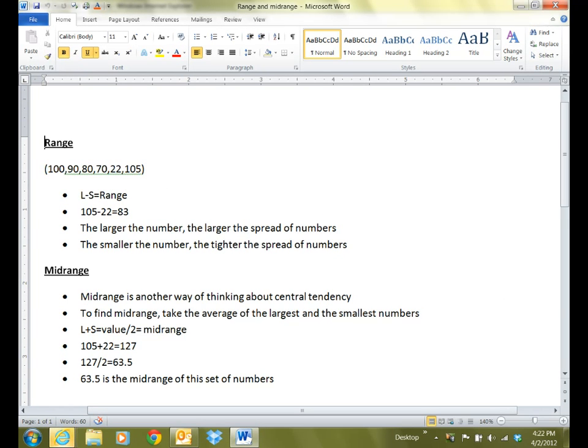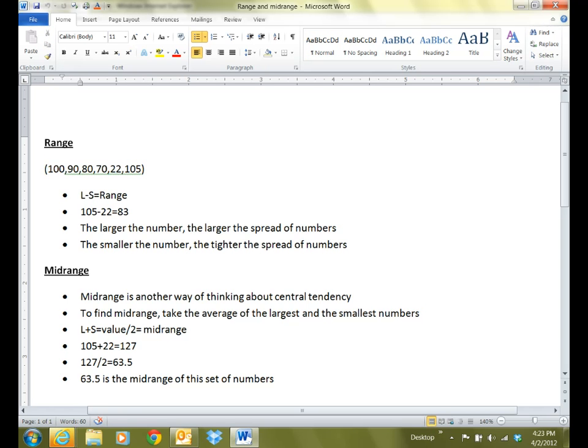Archiving started. Class, this module will focus on range and mid-range. Range deals with the largest and the smallest units or values within a given data set. So here we have a data set where we have 105 as the largest, 22 is the smallest. So to determine range, you subtract the smallest from the largest value, and that gives you your range.